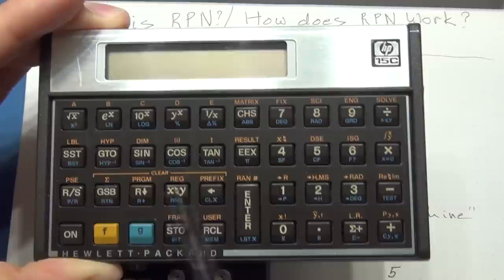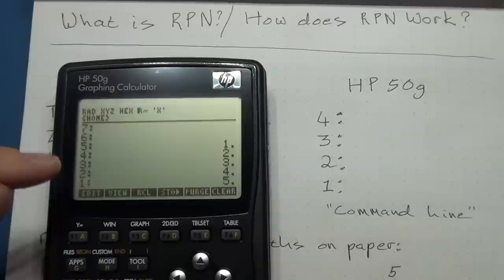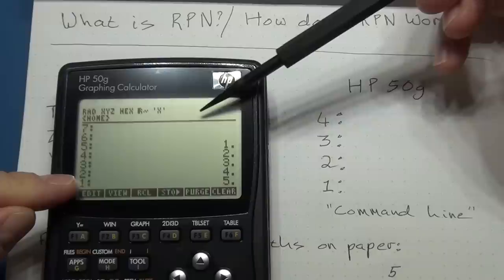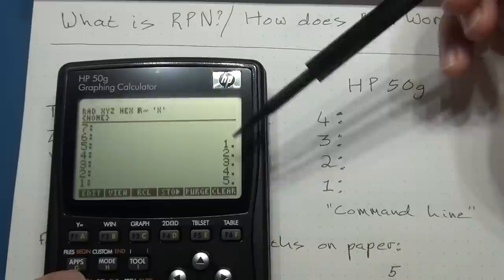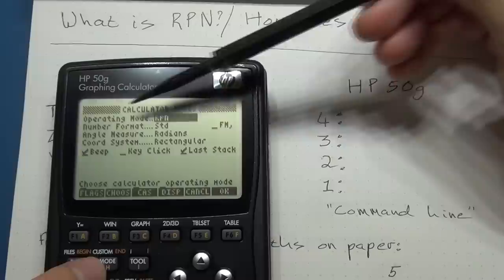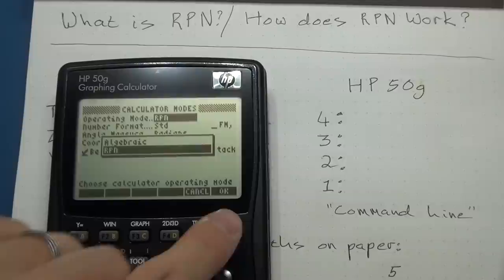Now the 50G does change things up a bit, and what I want to show you before we get stuck in is the mode that this is set to, because it's not the standard mode which this calculator will start up in. For one, as you'll note, it's not saying algebraic on the screen up here because this is now in RPN mode. Remember, this calculator can operate in both algebraic and RPN. There's another important change I'll show you as well. If we go to mode, you can see at the top here it says operating mode and it says RPN. You can choose to change that and you get the choice of algebraic or RPN. I'm obviously going to select RPN.